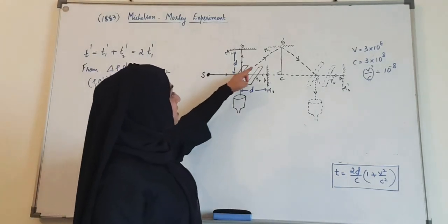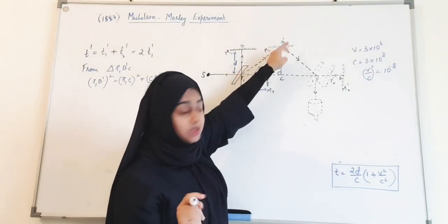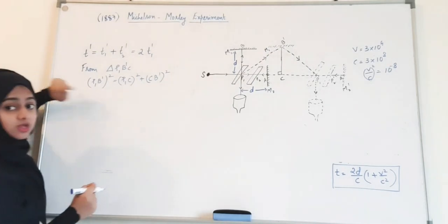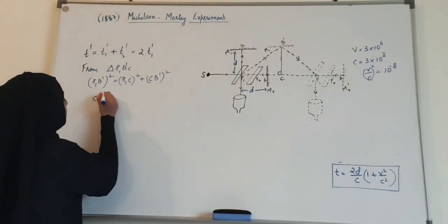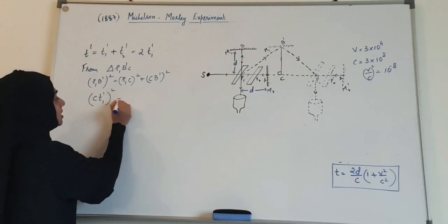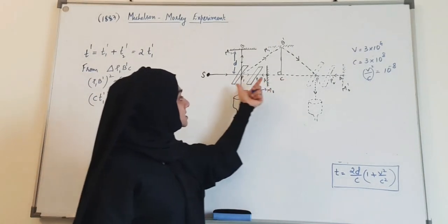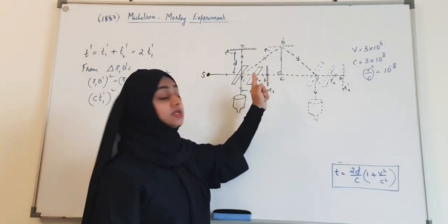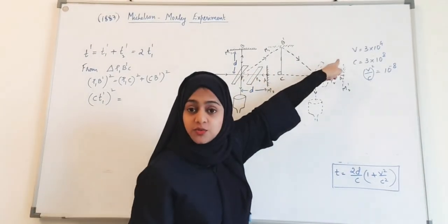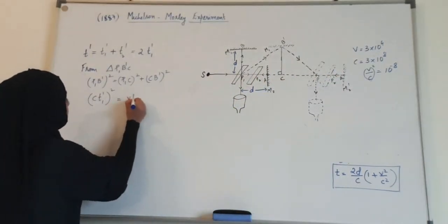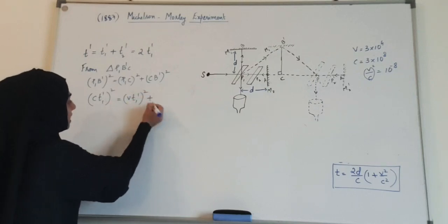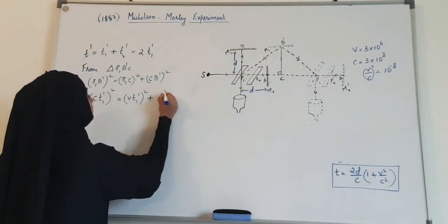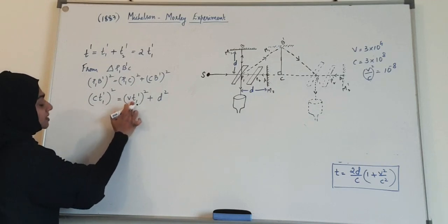This is the distance traveled by light with a velocity c in time t1 prime. So I can put it as distance traveled is time times velocity. So c t1 prime, the whole square, is equal to P1C, which is the distance travelled by the apparatus along with Earth in time t1 prime. So it's travelling with a velocity v. So I can put it as v t1 prime, the whole square, plus CB prime is the same distance, so d square.